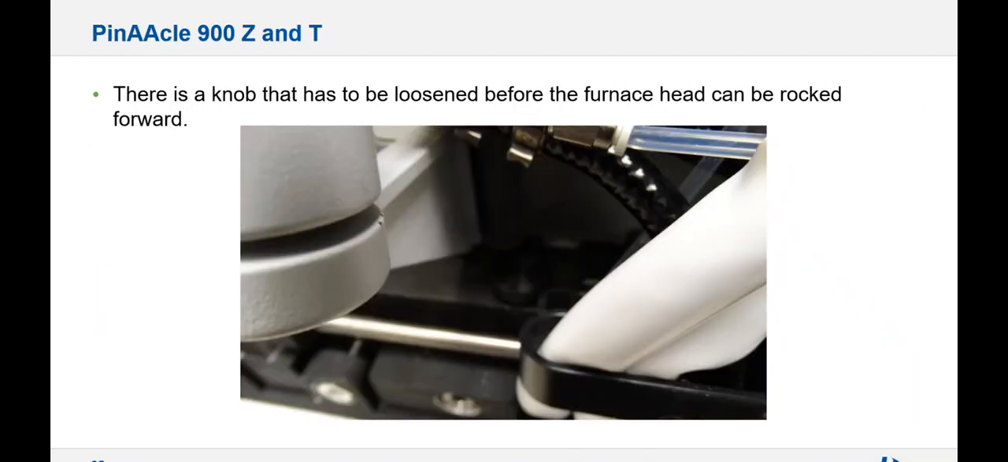On the Pinnacle 900Z and the T, there's a knob here that you're going to loosen up, and that will enable you to rock the furnace forward. And there's only one forward position on the 900Z and T.